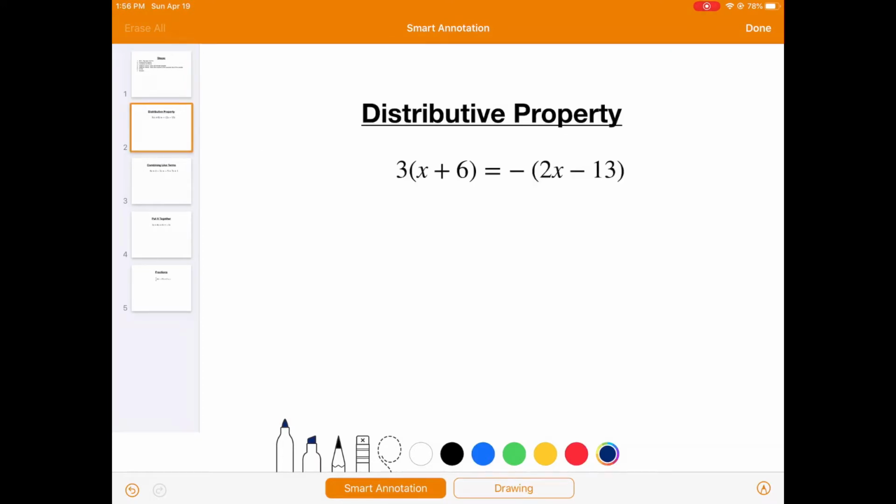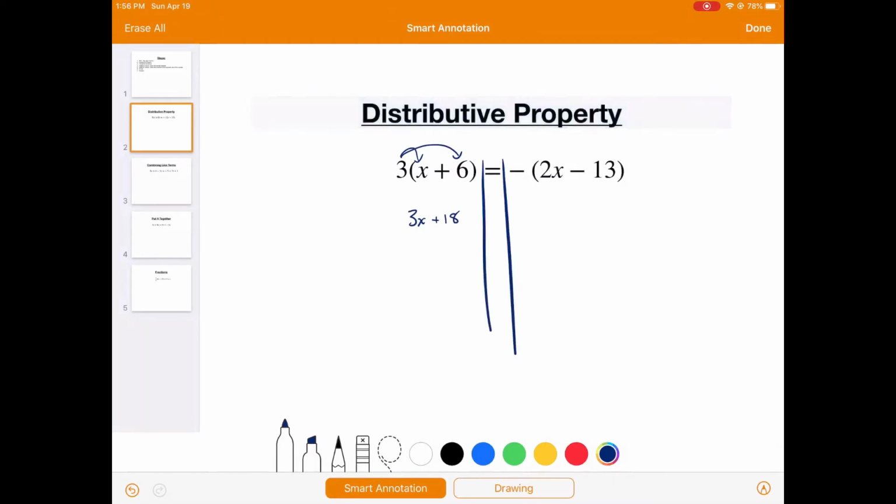In our first problem, we are going to look at the distributive property. If you don't remember what that is from our last video, it's just when you take the number that is right outside of the parentheses and you multiply everything inside of the parentheses by that number. So in this case, we have 3 and we are multiplying it by x and positive 6. So 3 times x is 3x, 6 times 3 is positive 18.